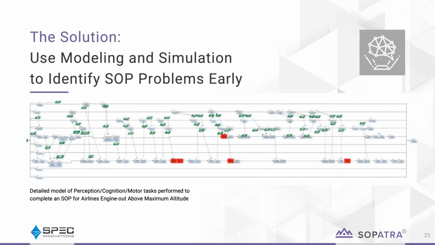So anyway, we think that modeling and simulation can help us identify some of those SOP problems early. That's the whole goal of this. So part of it, we wanted to apply simple model-based systems engineering techniques to this in simulation, so we can determine where there are problems. So particularly getting a detailed model of these perception, cognition, and motor tasks that would have to be performed to complete that SOP. And this is an example that's being shown here of an engine out above maximum altitude for an airliner. So again, one of the nice things about working with George Mason is they have this long history of working with the airlines and other groups and trying to understand these procedures.